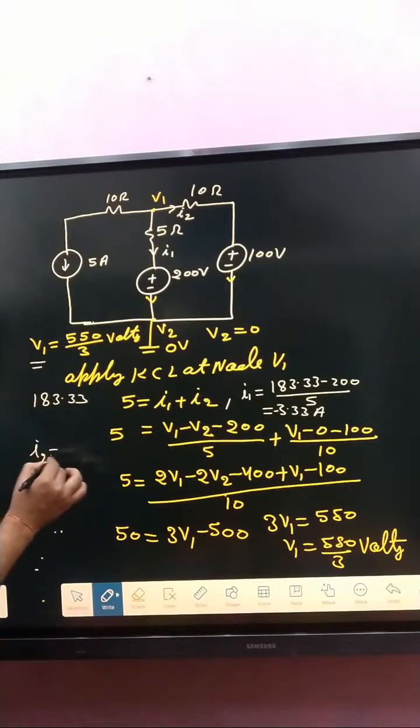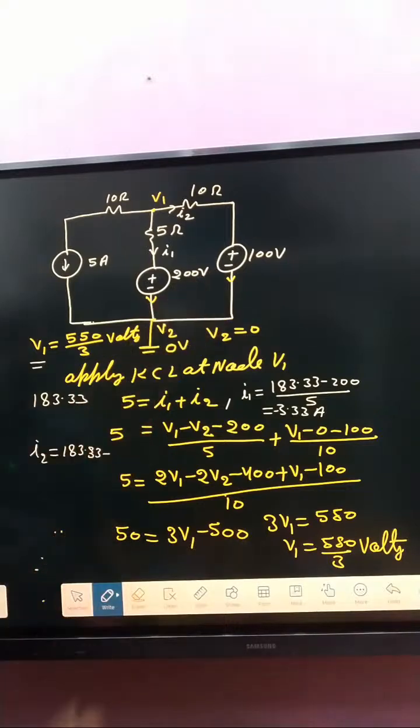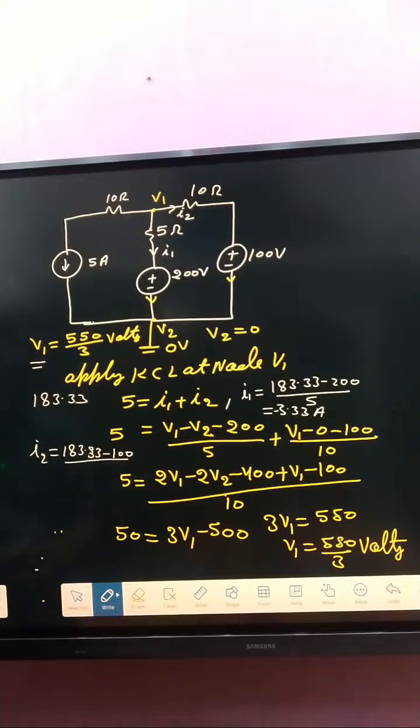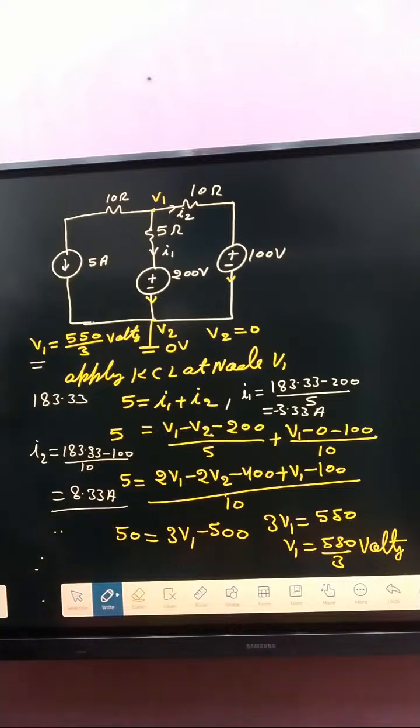I2 is written as V1 is how much? 183.33 minus, currently from negative terminal, so minus 100, divided by how much? That is 10. So 8.33 ampere is the right answer. Make it.